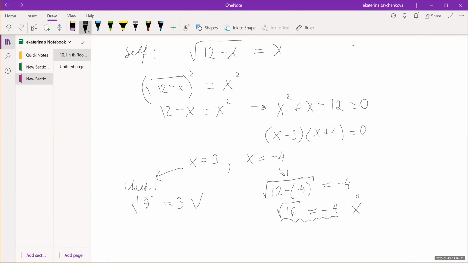Again, this happens because we are dealing only with principal roots in this section. So we did check everything and we got this extra solution because we were raising to the second power. Now, the solution is going to be only one: x equals 3. That's the solution. I'm going to box it. Okay, that's all in this section.